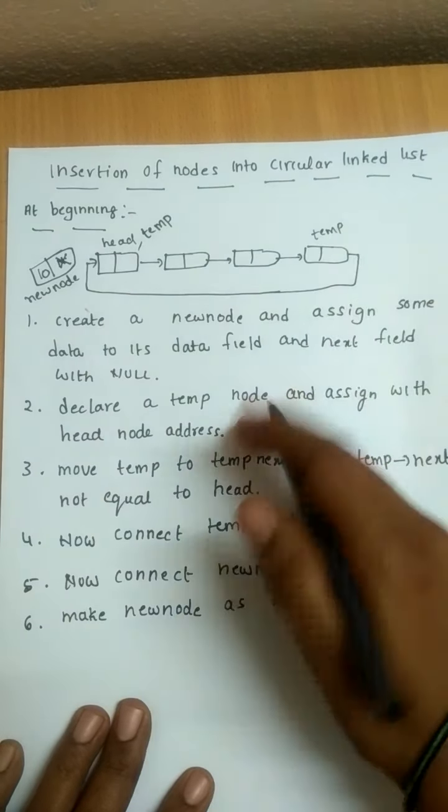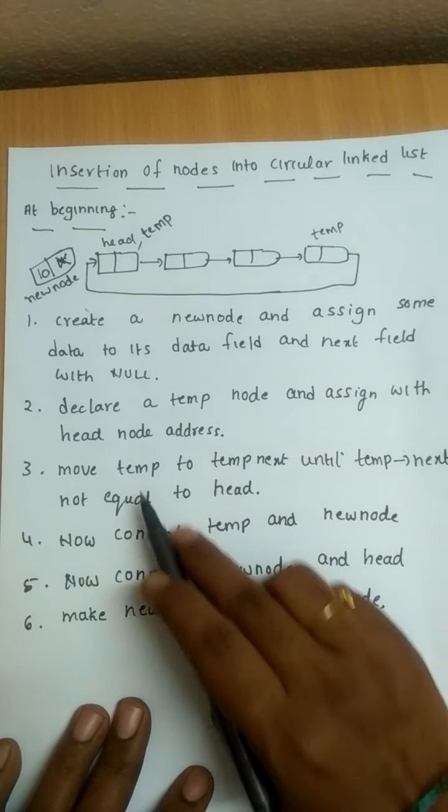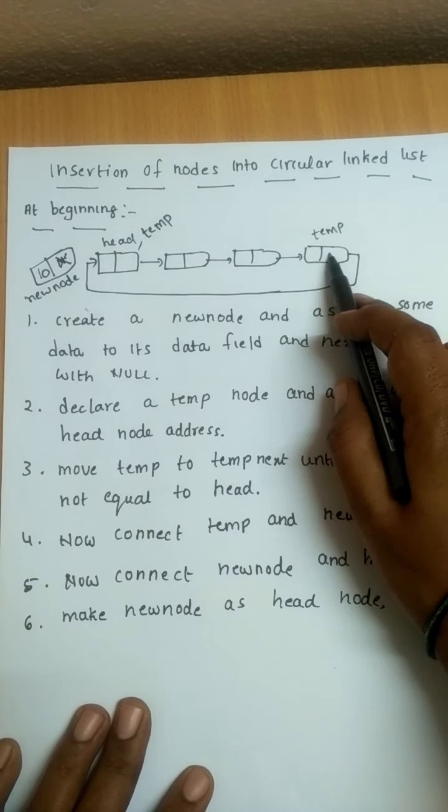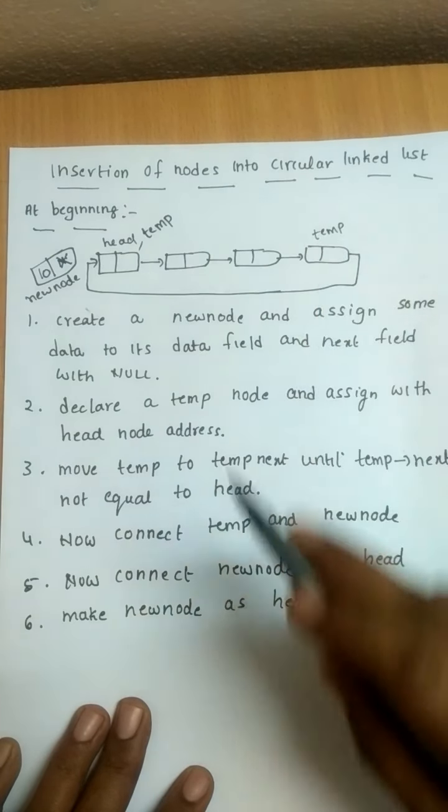Move our temp to here. Until where do we have to move our temp? Until our temp of next is not equal to head. Here temp of next is head. That's why we have to move our temp until here.